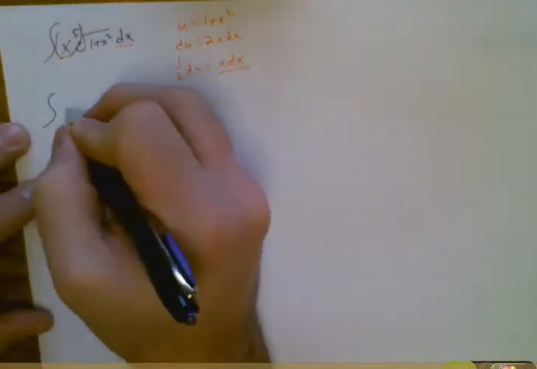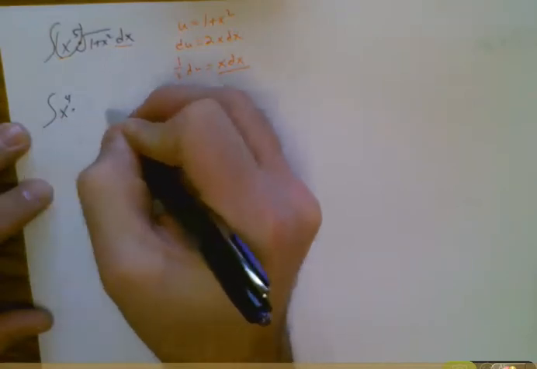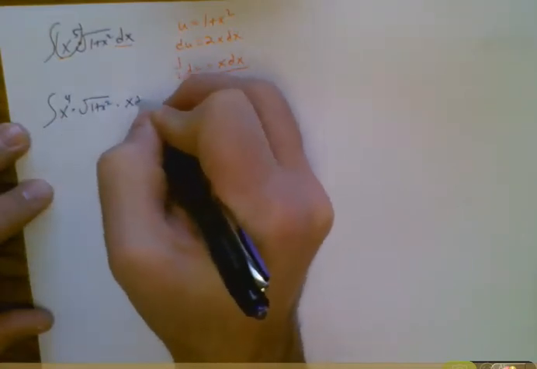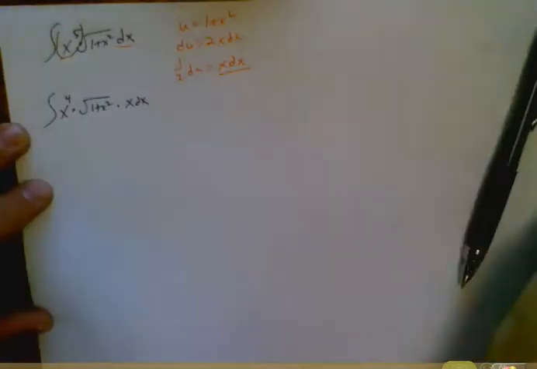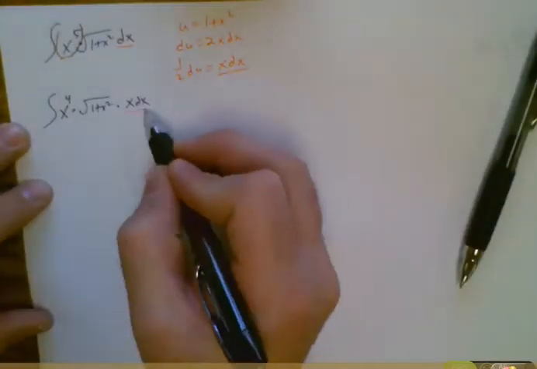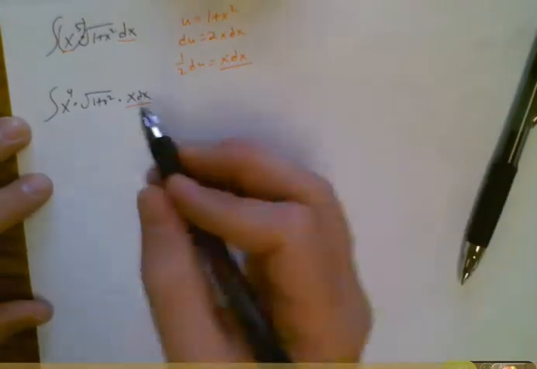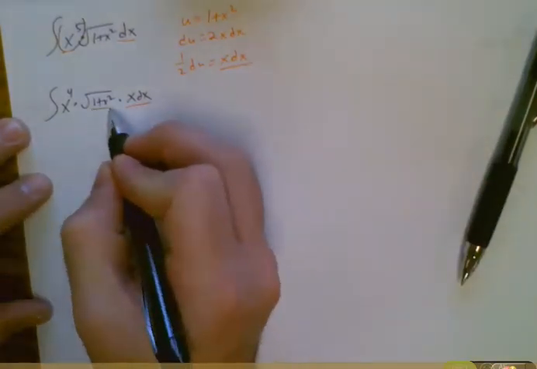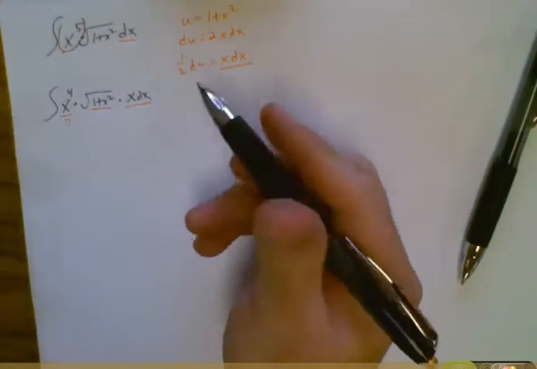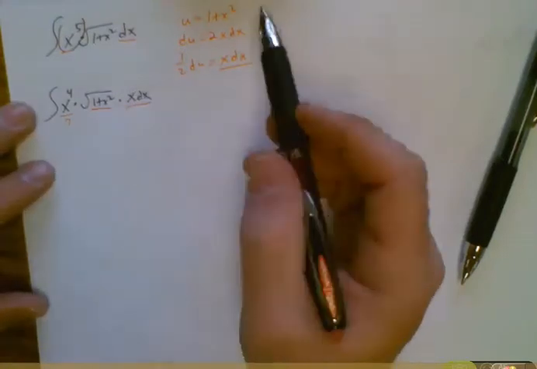So if I split that up, if you look at that carefully, here I'll even do it like this: x to the fourth square root of 1 plus x squared times x dx. Right? That's the same thing. My x to the fourth times x is x to the fifth, but I wanted to make it real clear that there's my x dx. So I can take care of that. I can take care of the 1 plus x squared. The problem is I don't know how to take care of my x to the fourth. That's a mystery right now.